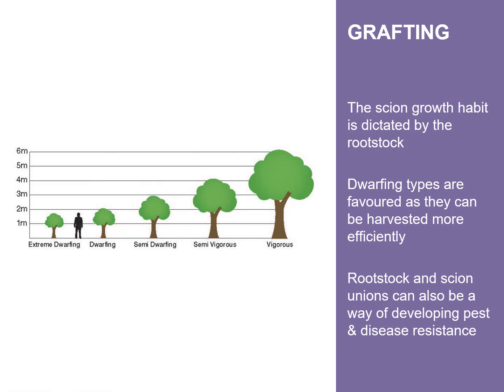And so one of the advantages of doing this is that the rootstock will give growth characteristics and growth habits to the stem which has been grafted onto it. One of the most common means of doing this is to produce trees which have an extreme dwarfing type. This facilitates more effective harvesting, as the trees are much closer to the ground and can be accessed more efficiently.